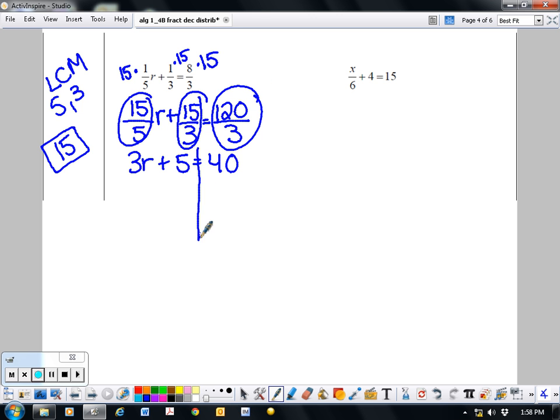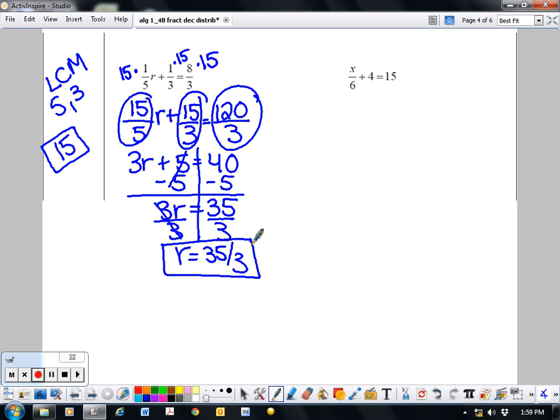So now I draw my line. I move my stuff. I start with my subtraction and addition. So I have plus 5, to undo it, I minus 5. So now I have 3r equals 35. 3r means 3 times r, so to undo times I divide. So r is 35 over 3.